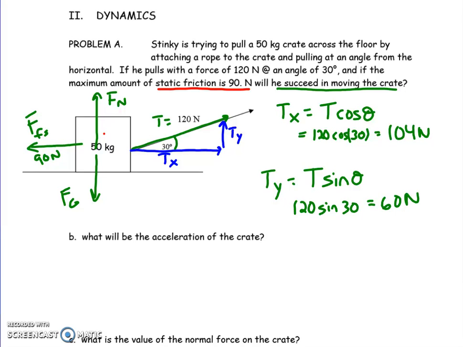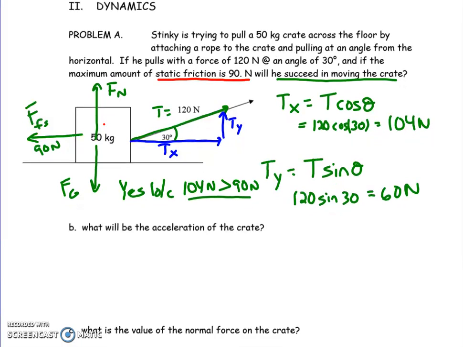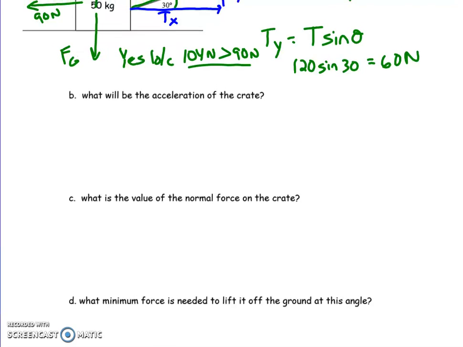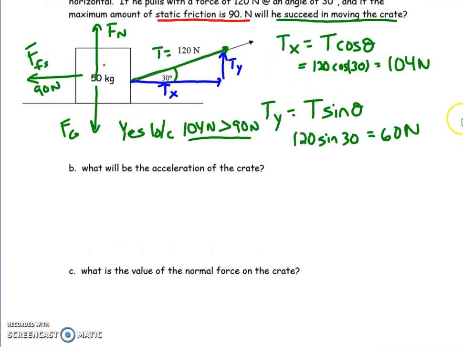Will he succeed in moving the crate? And the answer is yes, because 104 newtons is greater than 90 newtons. So don't make the mistake of just saying 120 is greater than 90 and we're all good to go. All right, three other questions that we can ask and answer.